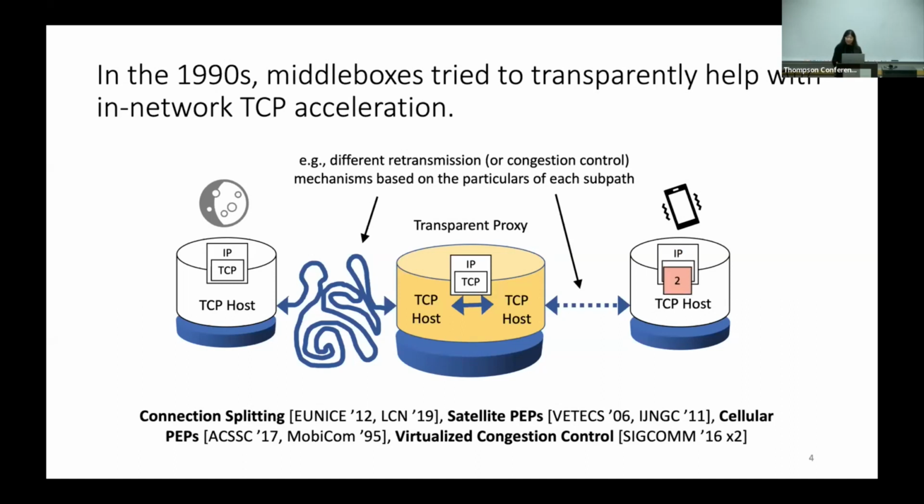So now this host can send a packet to the proxy, and the proxy will immediately acknowledge the packet, ensuring that it will be reliably delivered. The proxy will buffer the packet, and then ensure that it's been reliably received by the host on the left before it deletes it from the buffer. So this is an example of how connection splitting can help TCP connections.